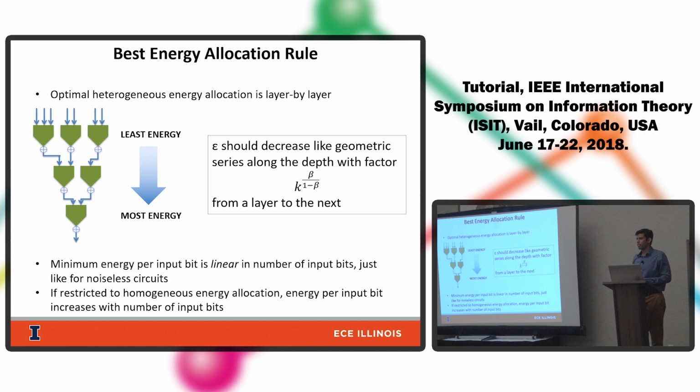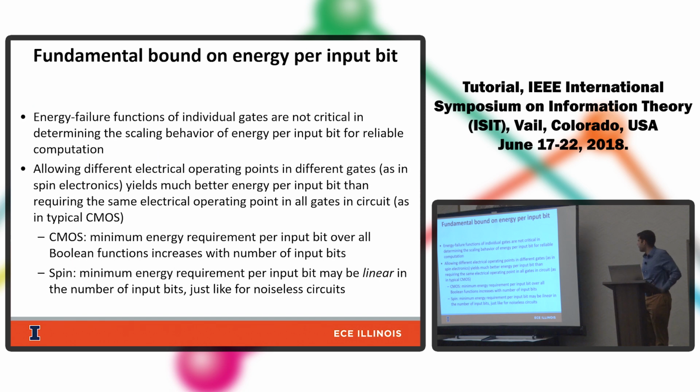And this is actually a physical property of these novel devices. So this heterogeneous energy allocation through a circuit is much easier in spin electronic circuits than it is in CMOS. And so that points to another reason why we would care to investigate these beyond-CMOS devices rather than just restricting ourselves to CMOS. Okay. Furthermore, that energy failure function chi is not super critical in determining the scaling behavior. And so maybe you don't need to worry about that as a physical device designer. At the systems level, we can deal with these things as we need to. But this idea that we can allow different electrical operating points in different gates is the key factor that allows you to go from superlinear to linear energy scaling.